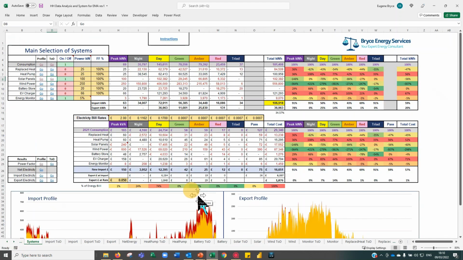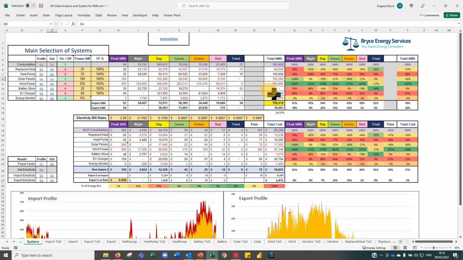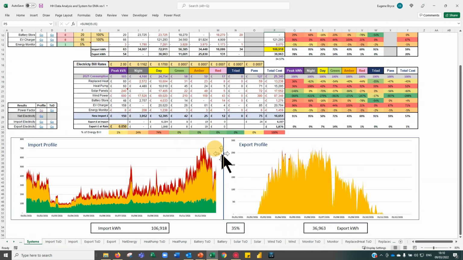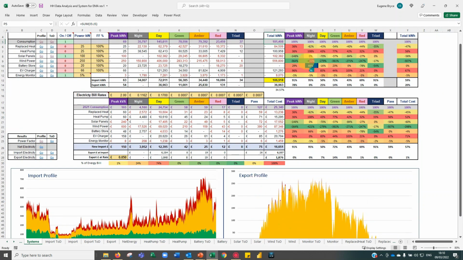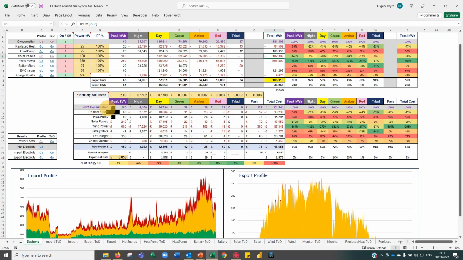So if I go to the systems here, you can see that we have 181 here, exporting 36 out of solar panels generating 102. So we have a 100 kilowatt system generating 102 kilowatt hours, which is good for solar. But you can see we still have a lot of surplus coming out.